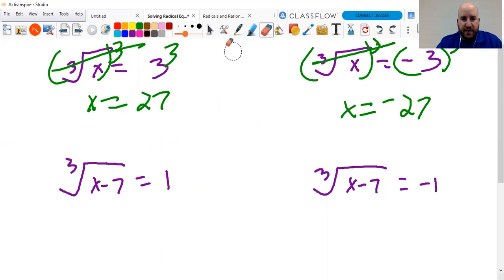Cube root of x minus 7 equals 1. So now I've still got +1 and -1 different over here. My signs are the same, but again, because of it being a cube root, that's going to change a couple things and still give me two different answers.